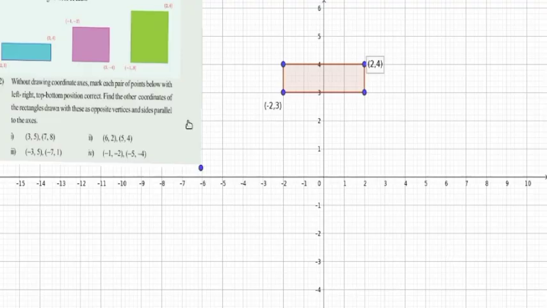This is our first question. The coordinates of two opposite vertices are (-2, 3) and (2, 4). This is our rectangle. Then first we are going to find the second vertex. See, this side of the rectangle, the base, is parallel to the x-axis.